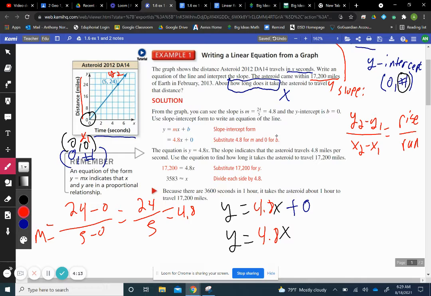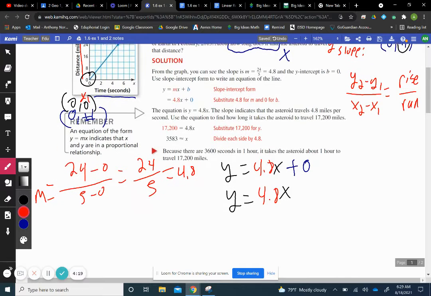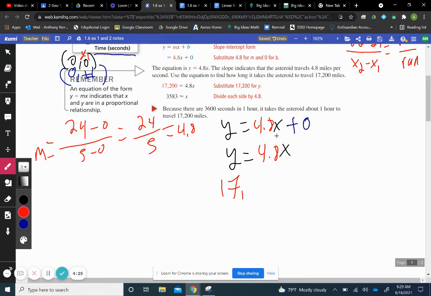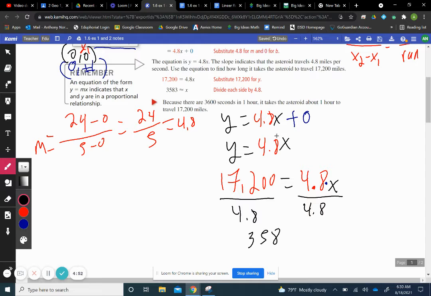So this is x stuff. This is y stuff. We have these letters, we can replace them with the numbers. So y is 17,200 equals 4.8x. Remember, the operation occurring between these two is multiplication. We want to get x by itself. How do we do that? We're going to divide both sides by 4.8. And this gives us 3583.33 is equal to x.